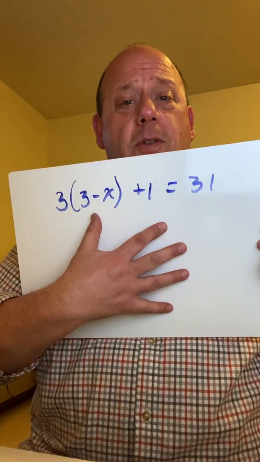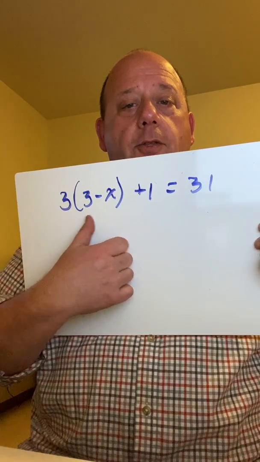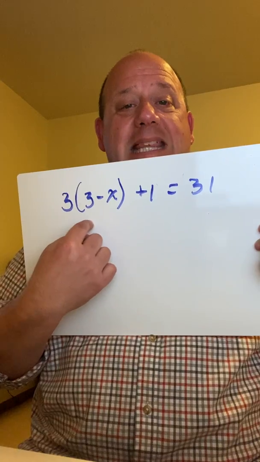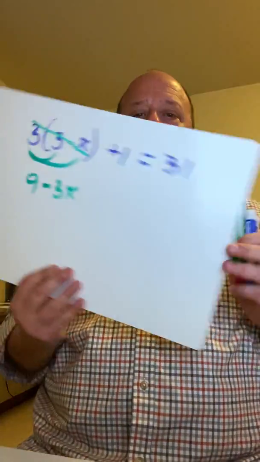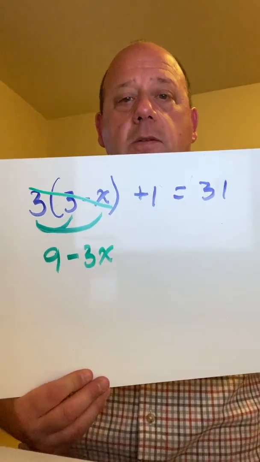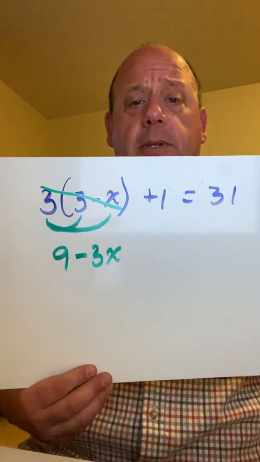Now, the simplest way to do this one is to get rid of those parentheses. That means you've got to distribute the 3 throughout the parentheses. Everything inside the parentheses gets multiplied by the 3. So if you distribute the 3 throughout the parentheses, 3 times 3 is 9. 3 times negative x is negative 3x. Okay? Distributing the 3 gets rid of the parentheses and simplifies it, turns it into 9 minus 3x. Bring down the plus 1. Bring down the equals 31.